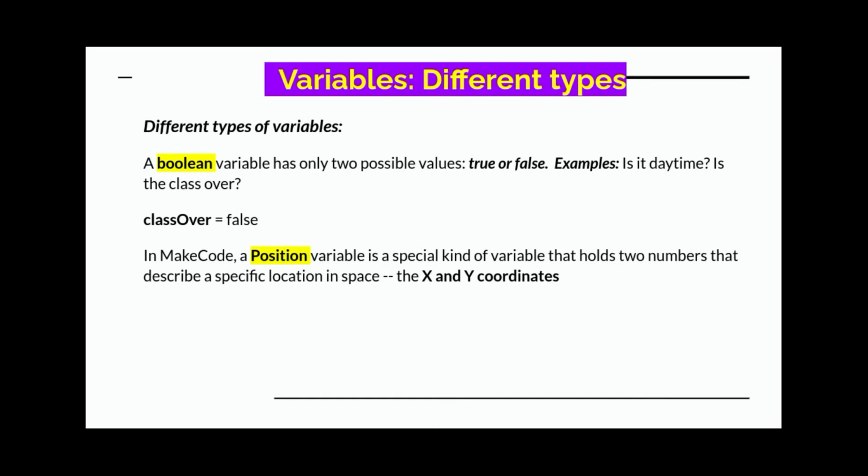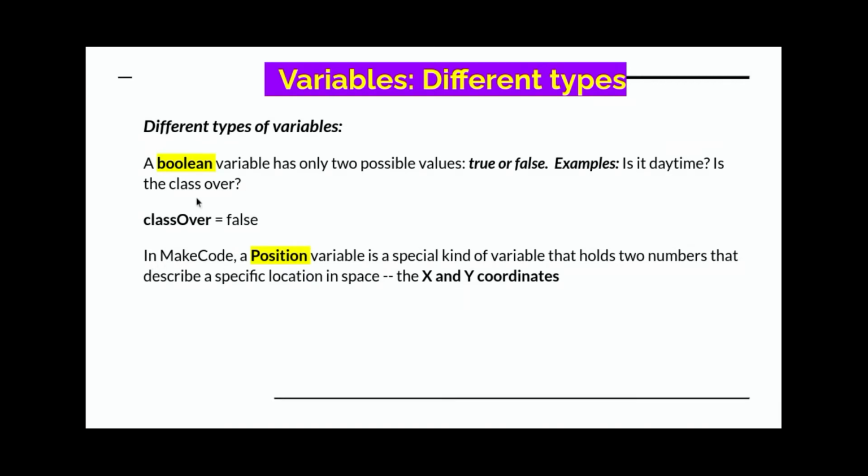For me right now, the answer to that is false. It's 8 p.m. right now. Is the class over? The answer to that right now is false as well. If you're watching this during class, our class, of course, is not over, right? So they're just true or false. So I wrote an example one that says class over equals false, okay?